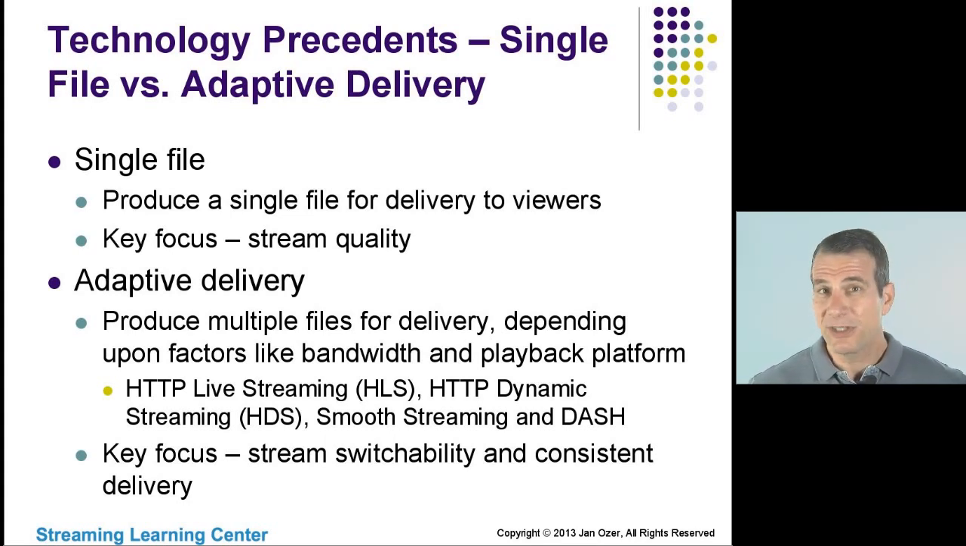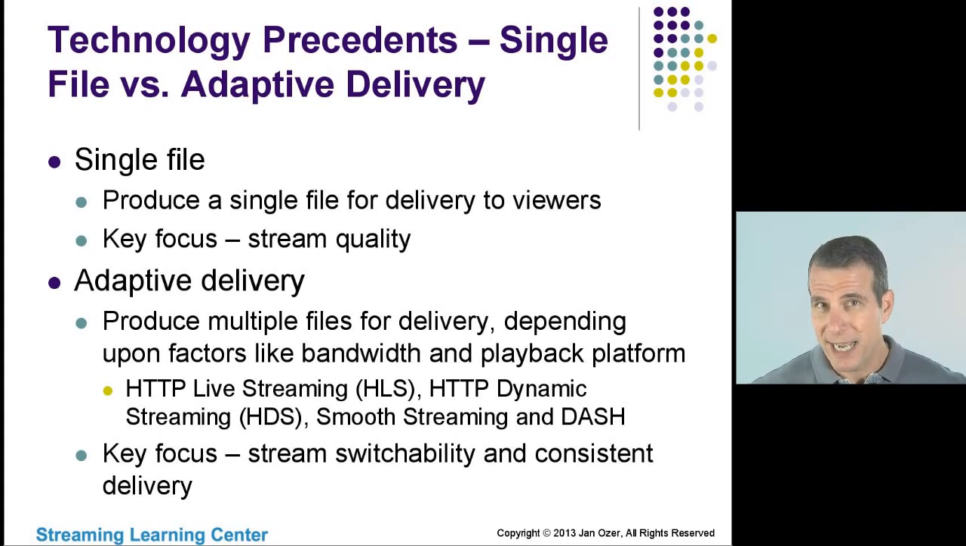Now, when I'm producing for adaptive delivery, I'm producing multiple files from the same source. And the files get switched dynamically based upon the bandwidth to the video player, based upon the CPU in the video player, and other characteristics. There I care about quality, but my key focus is stream switchability and consistent delivery.